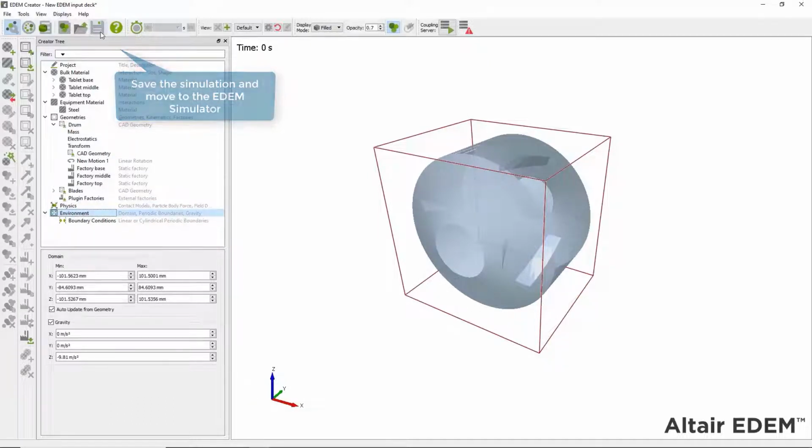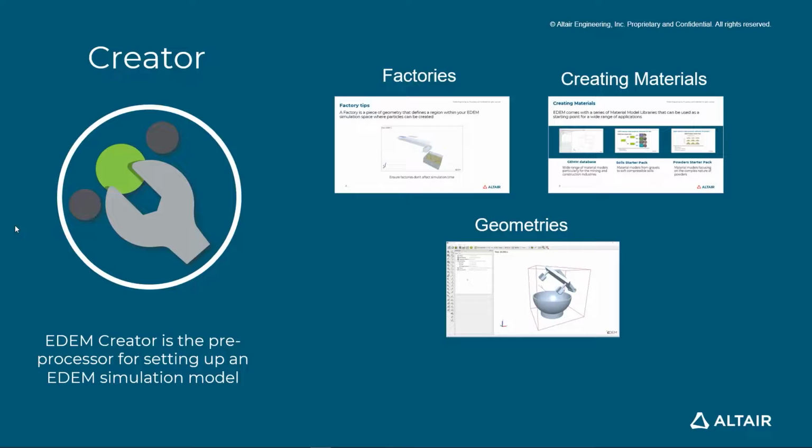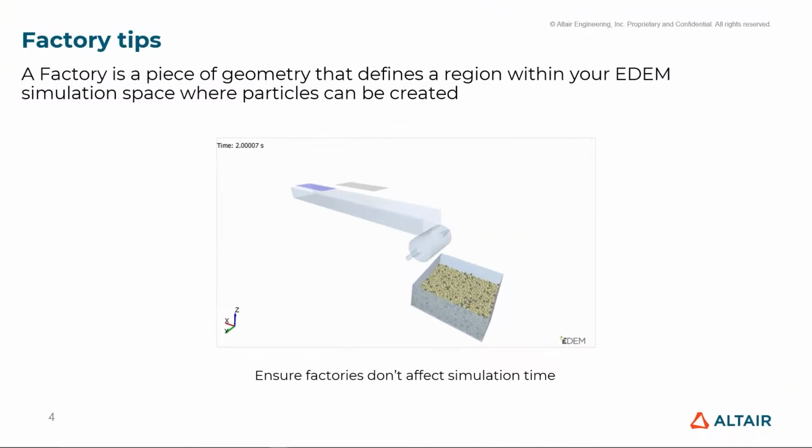Okay, so now that we finished setting up our simulation in the EDEM Creator, I'm going to give you some guidance on how you can optimize your simulation. We're going to cover 3 sections: factories, creating materials, that will be your ball material, and then geometries. Let's start with factories. A factory is a term we use in EDEM to introduce material into the simulation space. So in this part of the presentation, I want to give you some tips on how you can improve or optimize your factory.